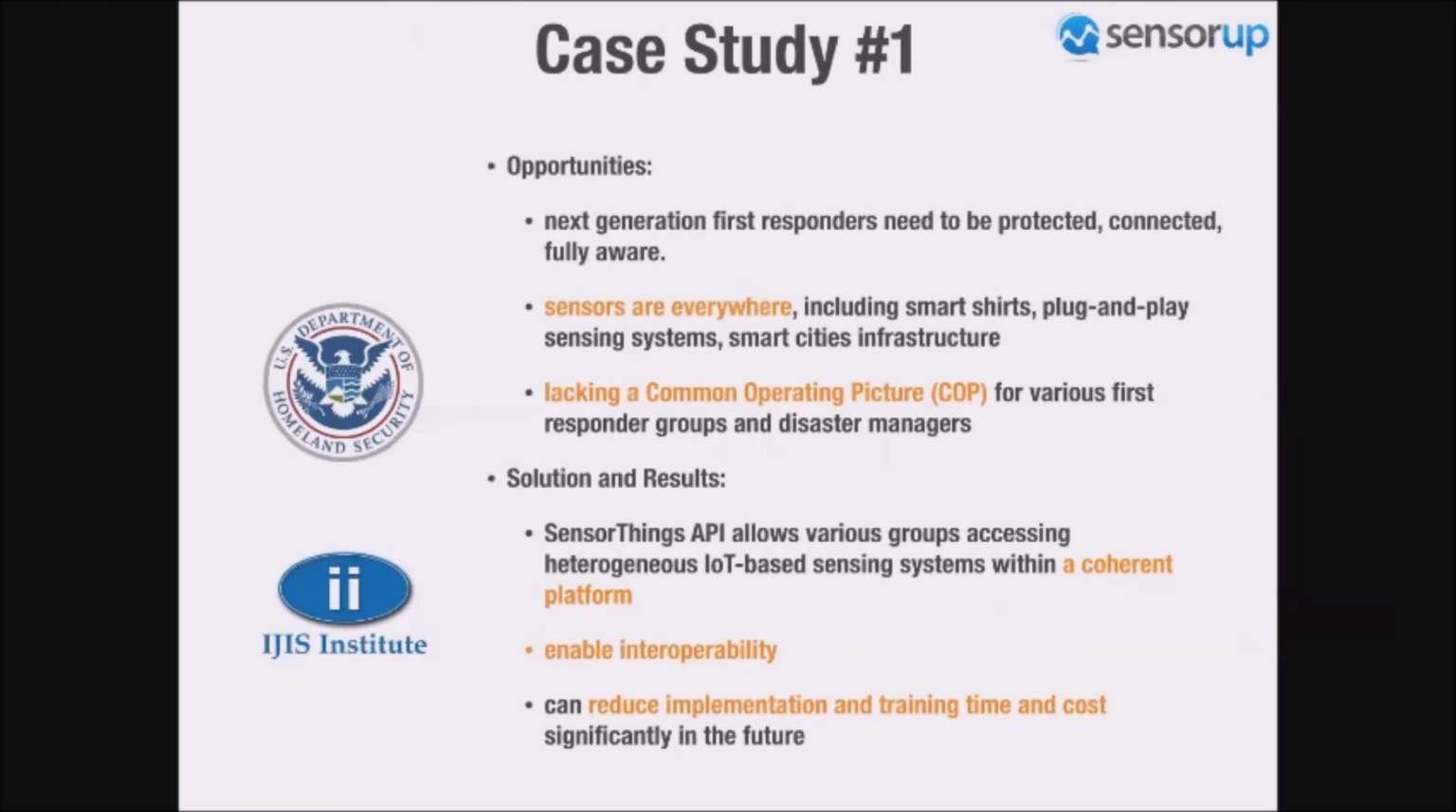So this is just to summarize. Sensors will be everywhere. However, there is a lack of a common operating picture. The solution we provide with the SensorThings API allows different groups to access different IoT-based sensing through a coherent platform. It enables interoperability. And the result is significantly reduced implementation and training time and cost in the future.